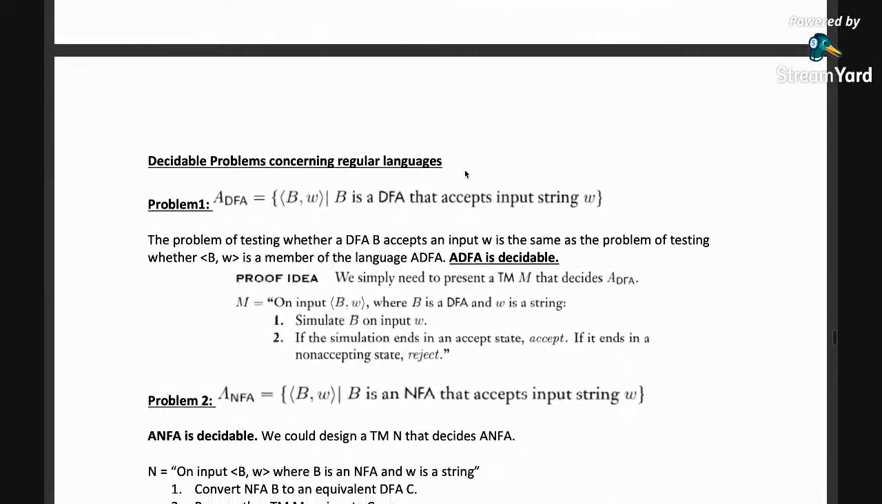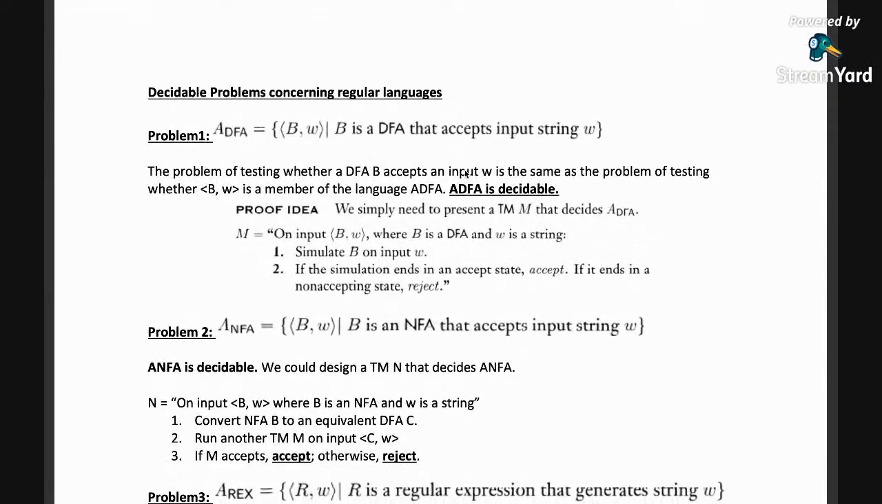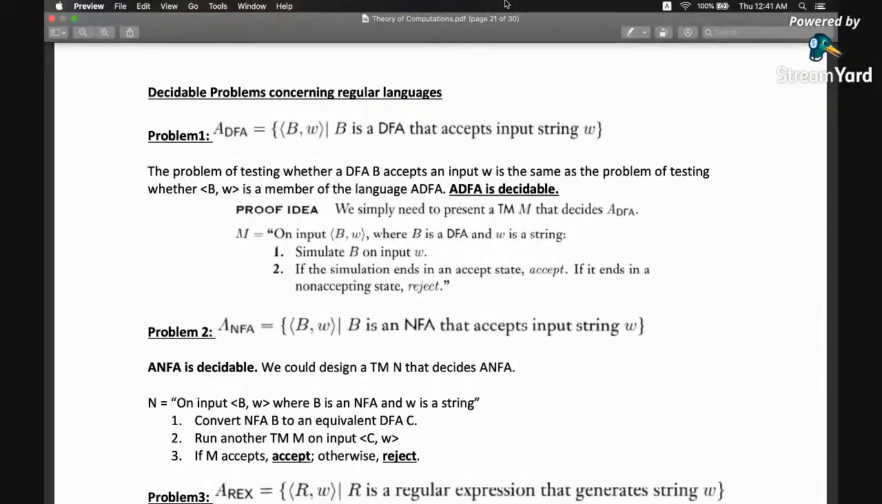Decidable problems concerning regular languages.